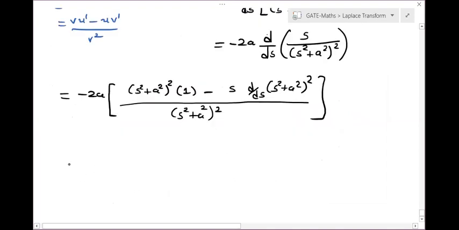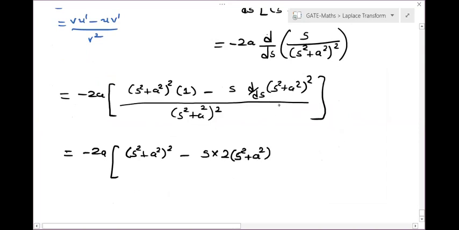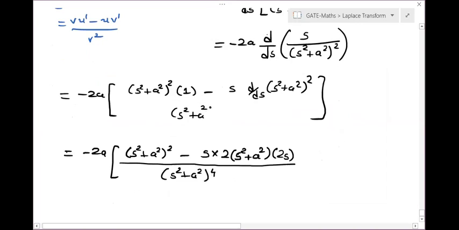Now here if I simplify further, it is equal to minus 2a. Here s square plus a square whole square, let us keep this as it is, minus this s as it is. So its first differential will be of the outside function, it will be 2 times s square plus a square, then differential of the inside function, it is again 2s, divided by s square plus a square whole to the power 4. Sorry, here it will become whole to the power 4, because v square, s square plus a square whole square whole square, so it will give us to the power 4.